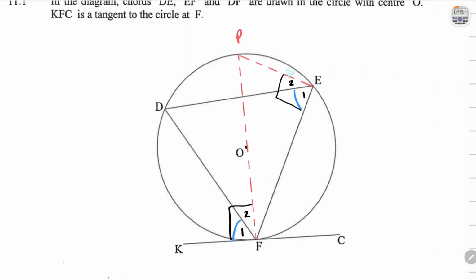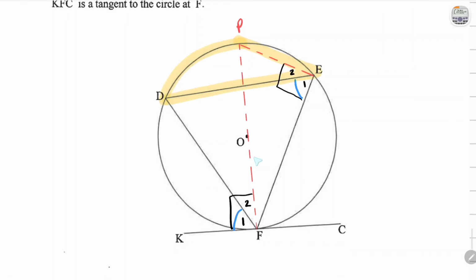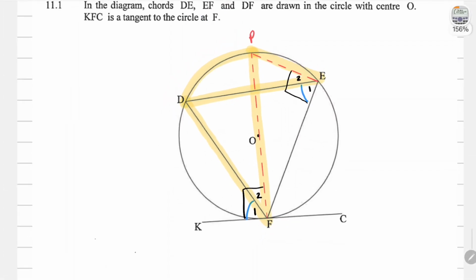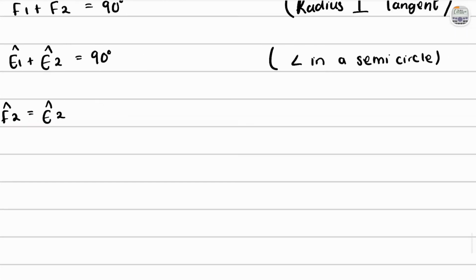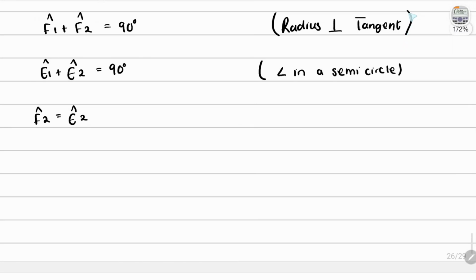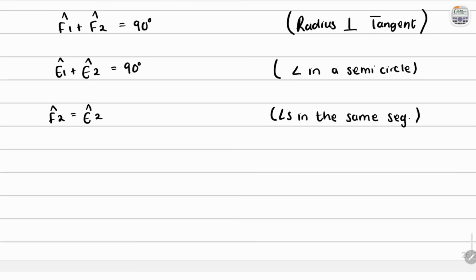Okay, so looking at it like that, you see that angle E2 is supported by this arc DP. But we also have another angle at the circumference supported by DP, and that is angle F2. So that will mean that they are equal because of angles in the same segment. So angle F2 is equal to angle E2 because of angles in the same segment. Okay, angles in the same segment are equal.